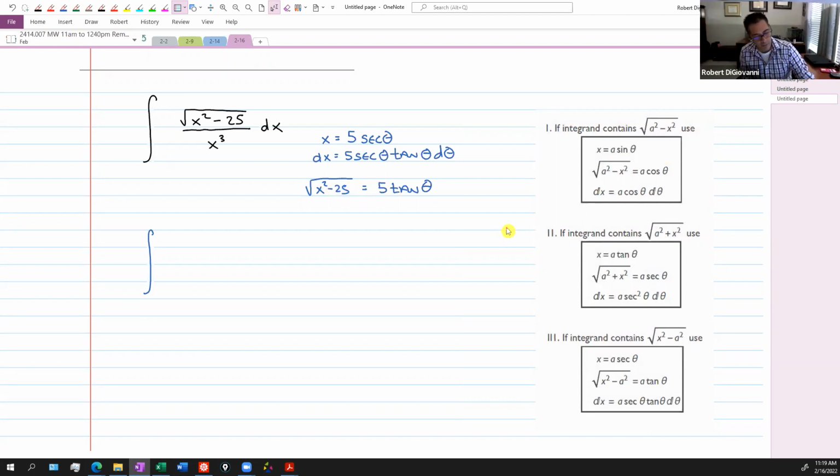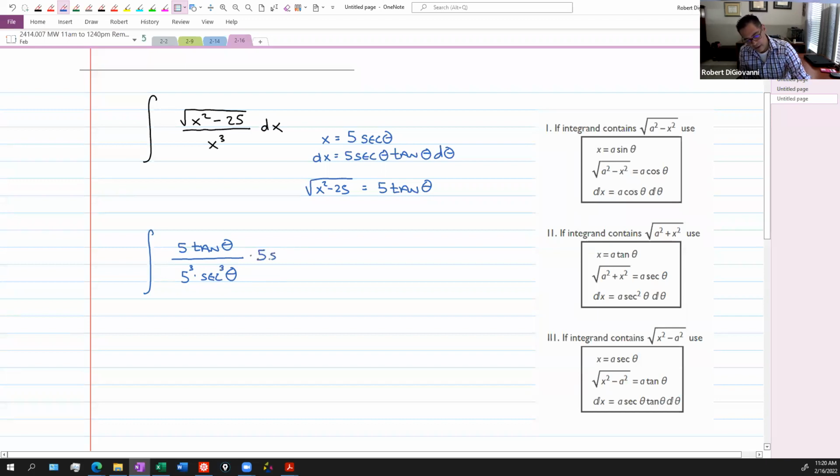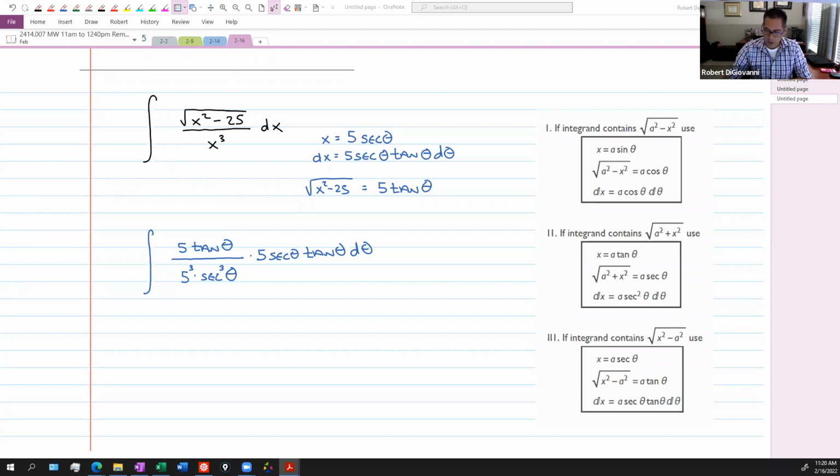Okay, this should be pretty clean to plug things back in. The top becomes 5 tan theta. The bottom becomes, well, that's cubed, right? So I have to take the 5 and cube it, and then the secant and cube it. And then I have dx, which is another 5, then a secant, then a tangent, then d theta. I thought this one was going to work. Let me double check it. Did I look at the right one? Yeah, okay, it's right.